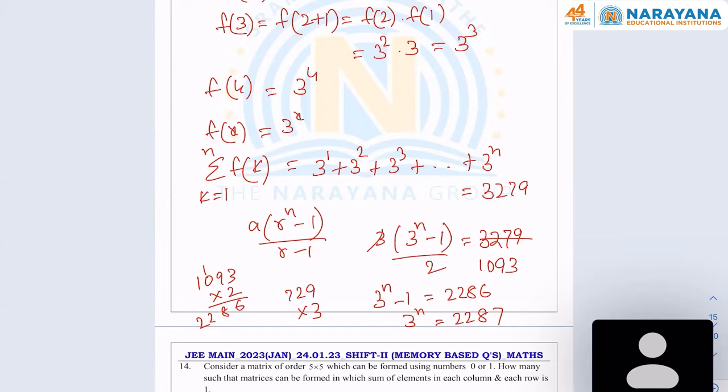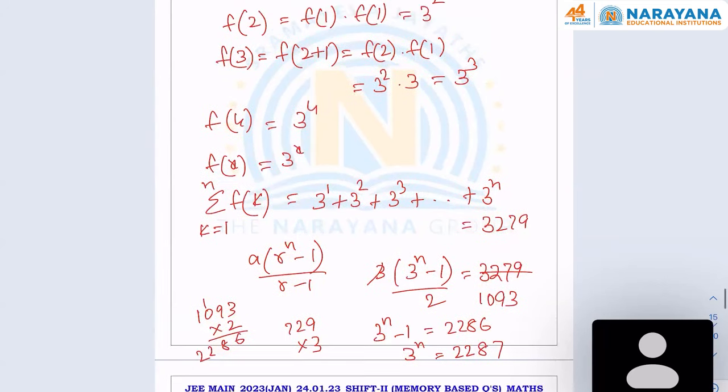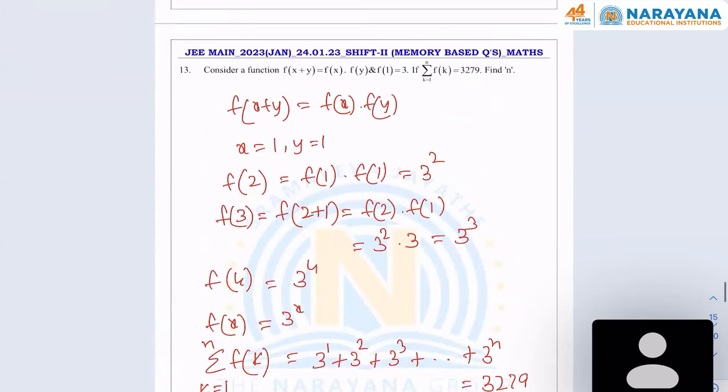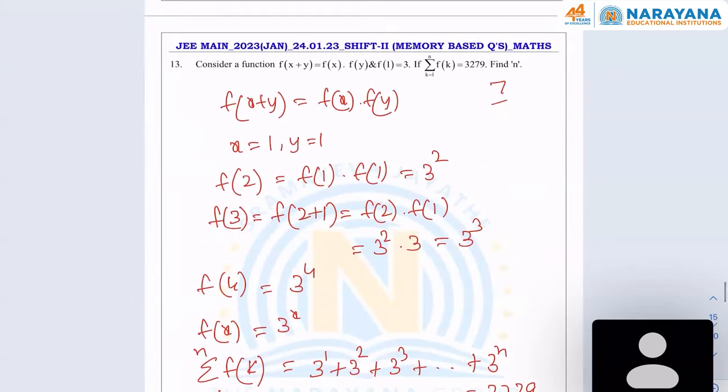So for the value of n, 3 power 4 is 81, 3 power 5 is 243, 3 power 6 is 729, 3 power 7 is 2187. So here the value of n is 7.